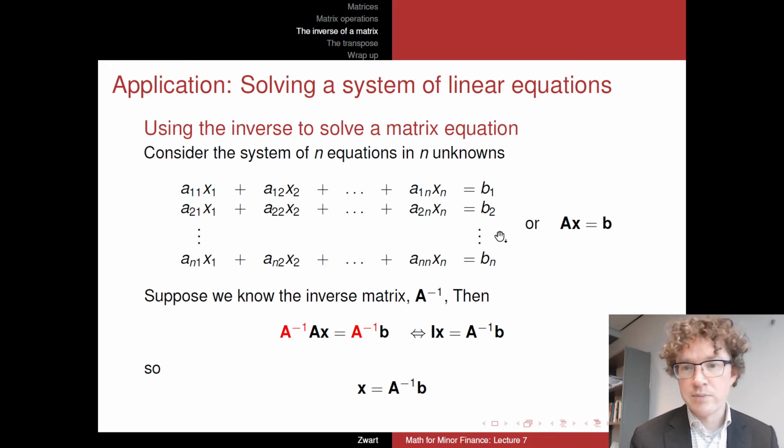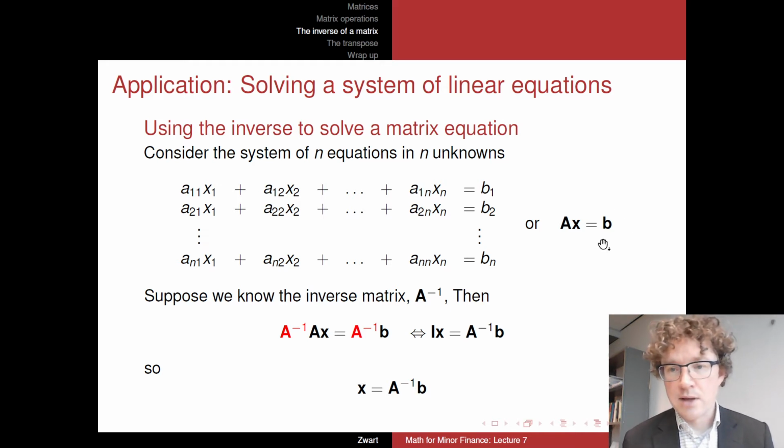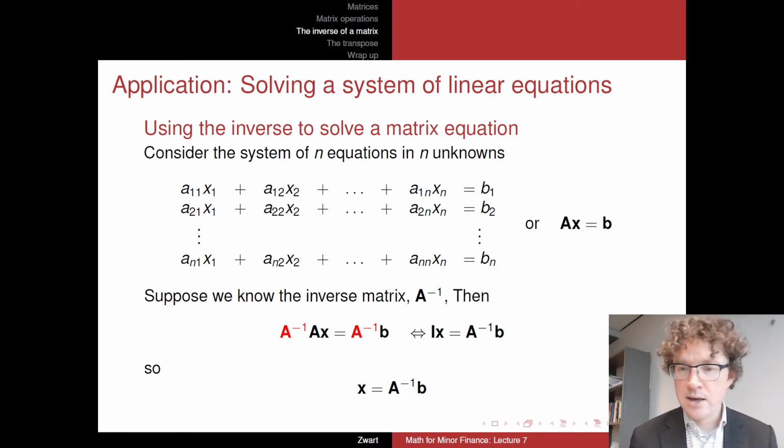So b1 until bn are collected into this column vector, which is called boldface b over here. At that point this was just a way of writing, and we saw that it fits what matrix multiplication is. I multiply matrix A by column vector x and I get column vector b. That's just another way of writing this system of equations.